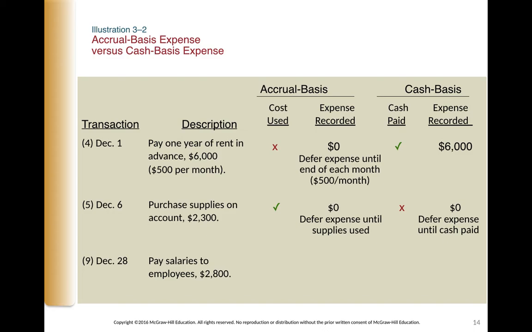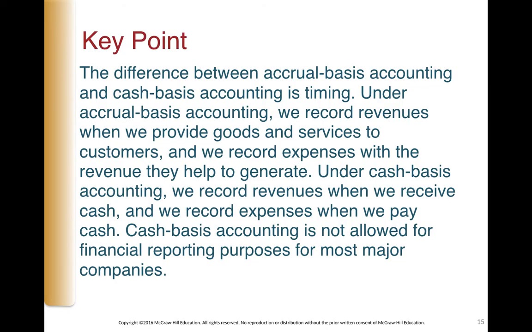Now we pay salaries to employees of $2,800. They did the work, they got paid all in the same period, so for both methods, we record the expense. So the difference between the two is timing. Under accrual-basis accounting, we record revenues when we provide goods and services to customers, and we record expenses with the revenue they help to generate. Under cash-basis accounting, we record revenues when we receive cash, and we record expenses when we pay cash. Cash-basis accounting is not allowed for financial reporting purposes for most major companies.